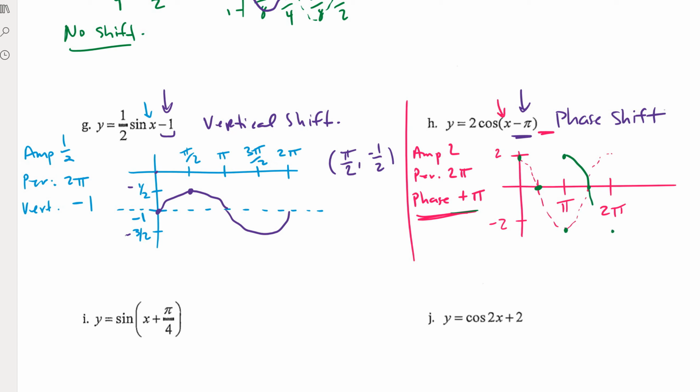Now, I do need to extend my axis a little bit. So here's 3 pi. So then this comes up and like that. Now we could go ahead and draw in the rest of this on the left side and it would look like that. But that is our cosine shifted pi.